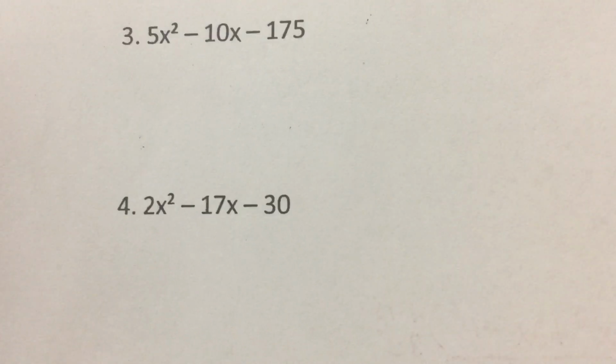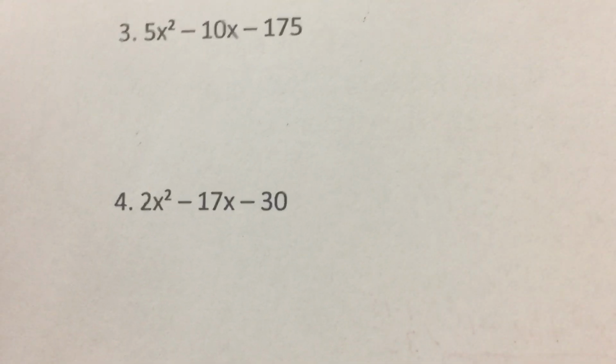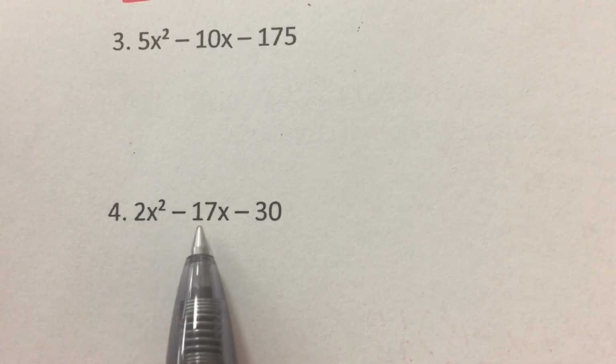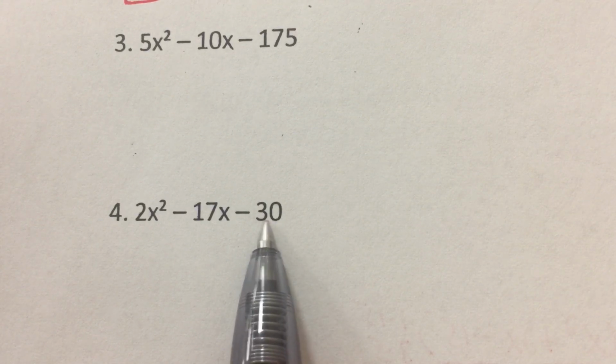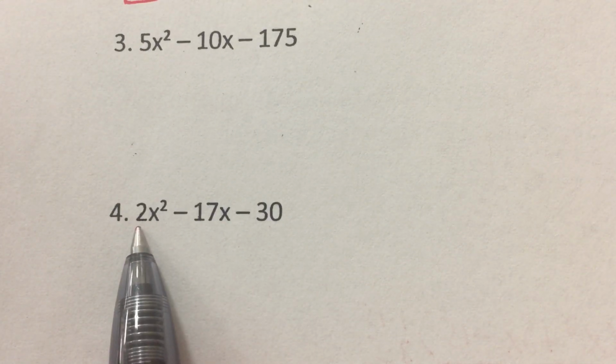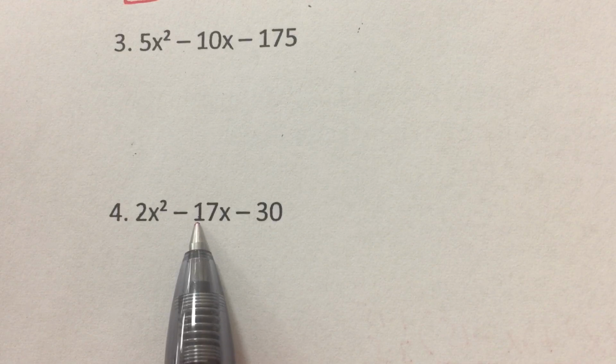Let's skip on past 3. Take a look at number 4. 2x squared minus 17x minus 30. Can I factor out the 2? No, because 17 won't be divided by 2.